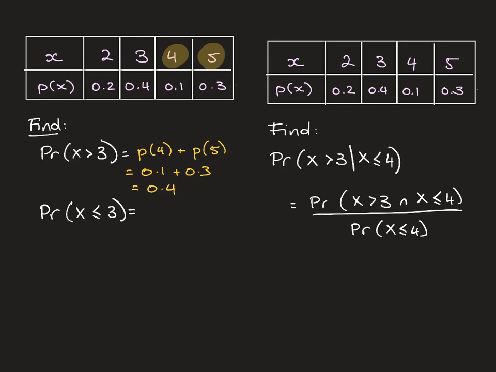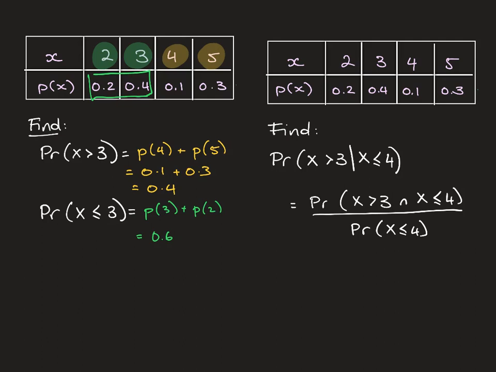The probability that x is less than or equal to 3 includes the x value of 3 and anything that is also less than it. So in this case, it's p of 3 plus p of 2, which gives us 0.6 when we add the two probabilities together.